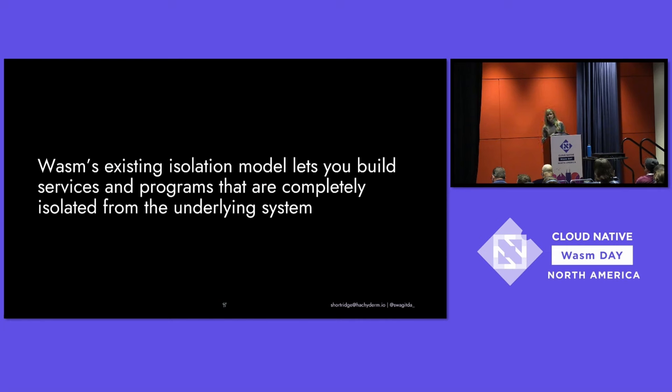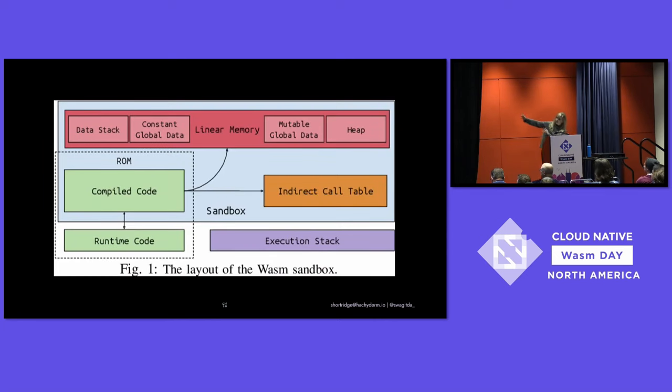The existing isolation model of WASM lets you build services and programs that are completely isolated from the underlying system, right? The WASM sandbox means that programs don't have access to the host environment nor the underlying resources. We can see how it looks here, right? The classic model involves one linear memory per workload. And it protects the host runtime from out-of-bounds memory access and other attempts to escape the sandbox. Wasm also offers the capability-safe model, which means all interactions with the host runtime are explicitly granted by the program developer. So the developer actually has to explicitly define or grant any functionality resources the program needs. And it does all of this with very little overhead.